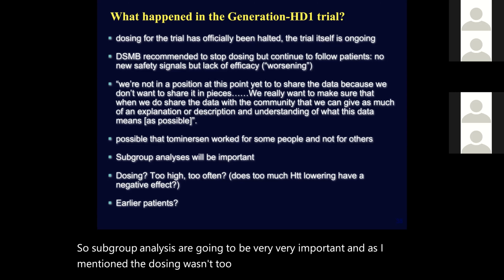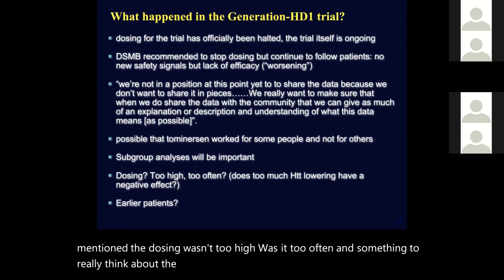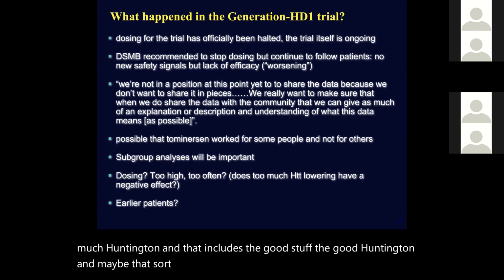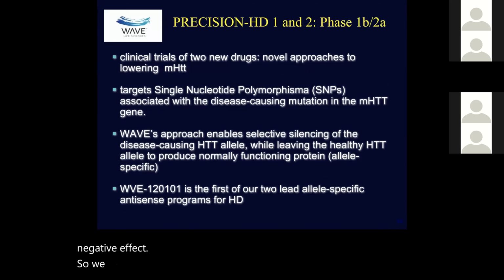Was it too often? And, something to really think about: the higher the dose, the more often it's given. Maybe it lowered too much Huntington, and that includes the good stuff, the good Huntington, and maybe that non-allele specific lowering had a negative effect. So we just don't really know, unfortunately, at this point.